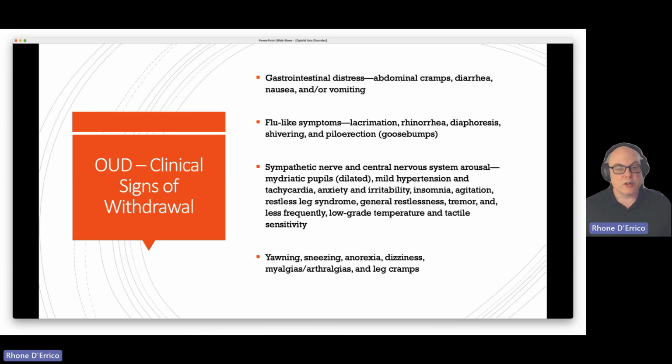So speaking of withdrawal, right, we just talked about Narcan pushing patients into withdrawal. So what are these signs of withdrawal, which can happen with Narcan or just naturally from stopping opioids? So they kind of form a complex picture of where those opioid receptors are. Now, there's a lot of gastrointestinal distress, including abdominal cramps, diarrhea, nausea, vomiting. Flu-like symptoms, so you get that lacrimation, so that tearing, runny nose, sweating, shivering, goosebumps. And then a whole bunch of sympathetic responses and central nervous arousal responses.